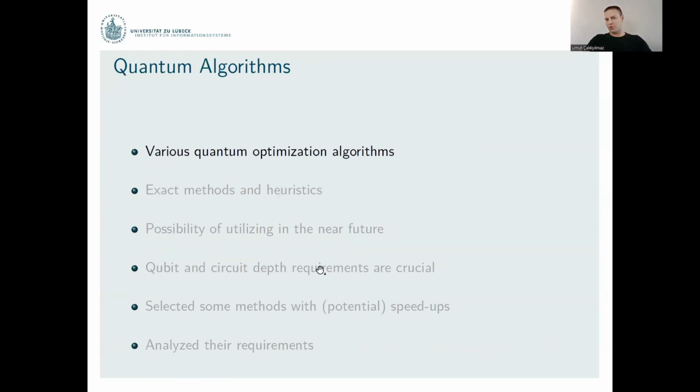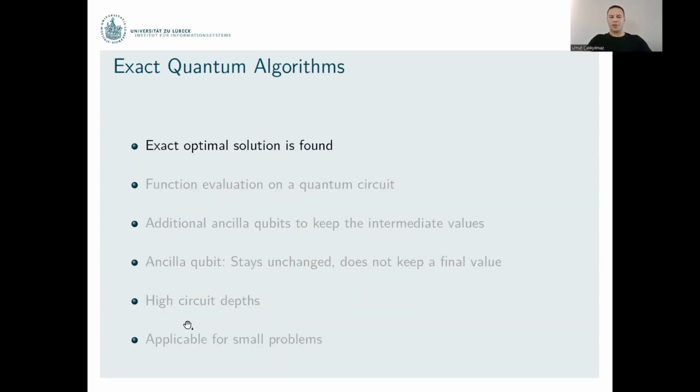So now let's look into quantum algorithms. We focused on quantum optimization algorithms. There are exact and heuristic quantum optimization algorithms, and there's a possibility of utilizing these algorithms in the near future. But to do that, we have to be careful about qubit and circuit depth requirements, because we have a limited number of them. So we have selected some methods with potential speedups and analyzed their requirements. Let's start with exact quantum algorithms.